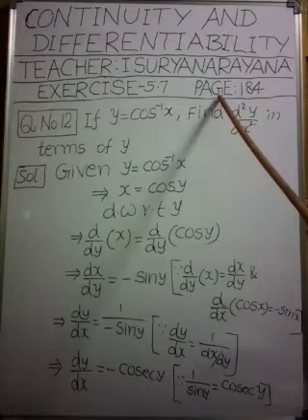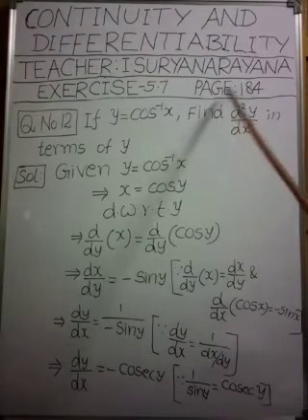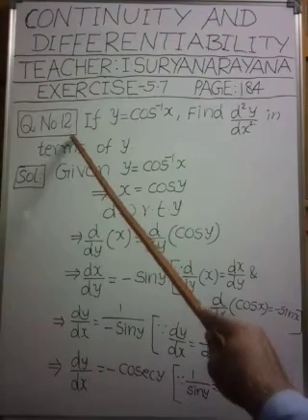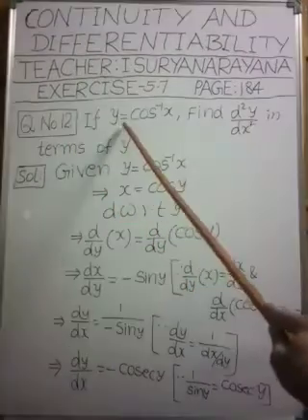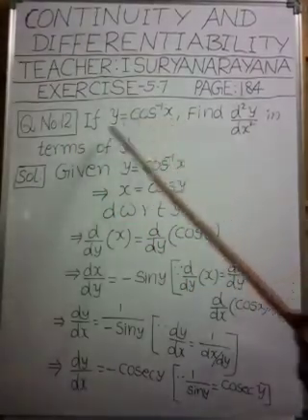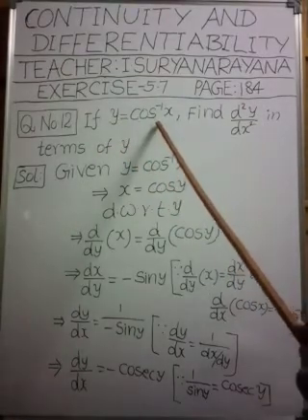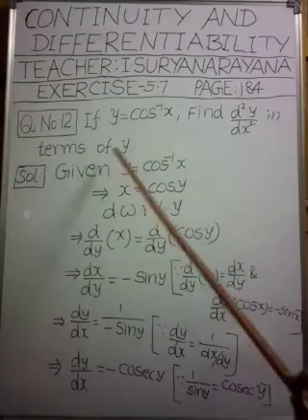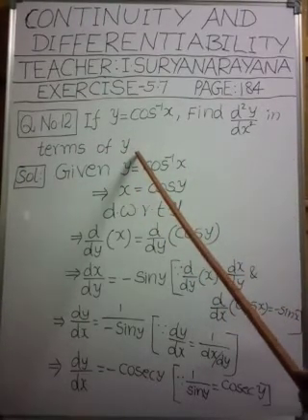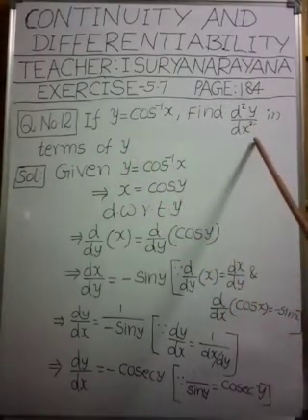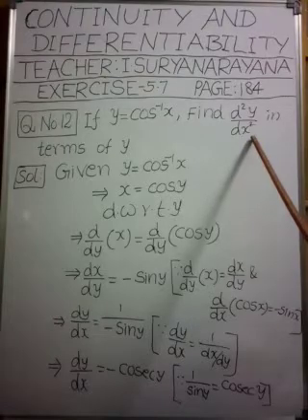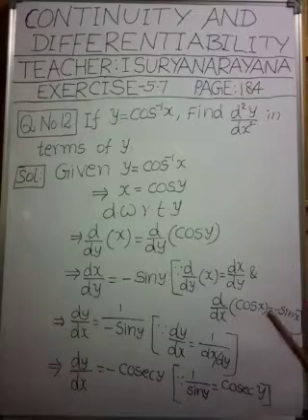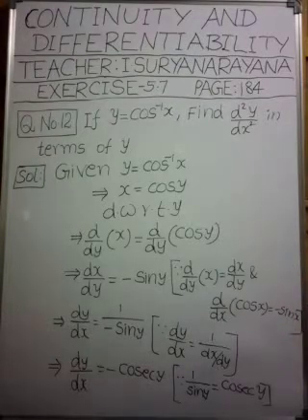Now page number 184. Question number 12. If y is equal to cos inverse x. So y is equal to cos inverse x. Find d square y by dx square in terms of y. Understood this question, my dear children? We have to find d square y by dx square in terms of y, not in terms of x. Okay, my dear children, understood?